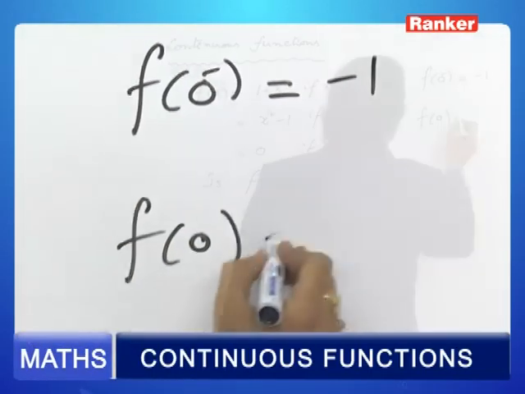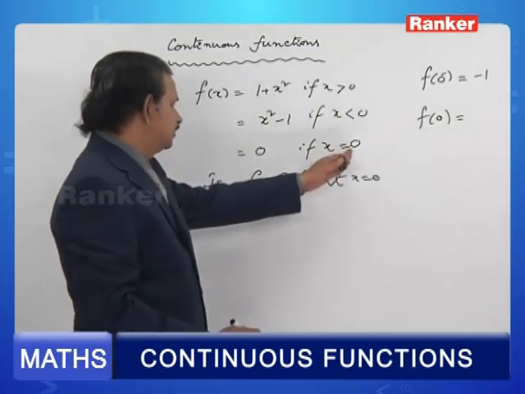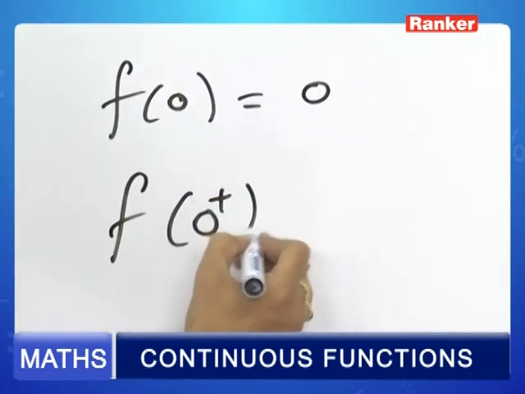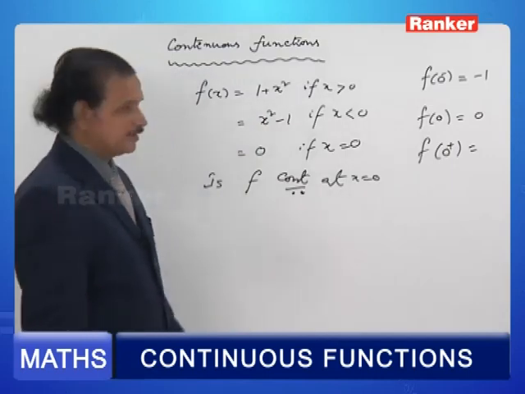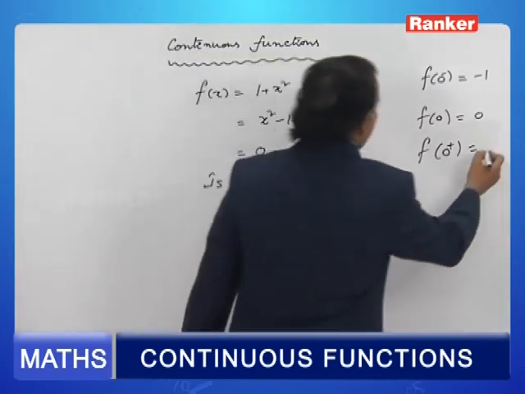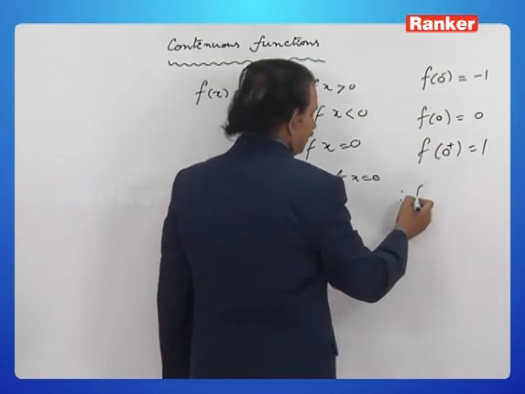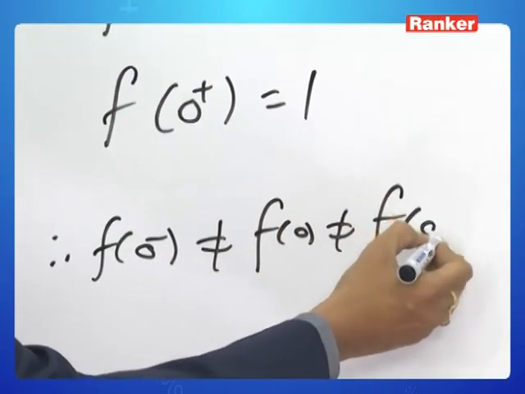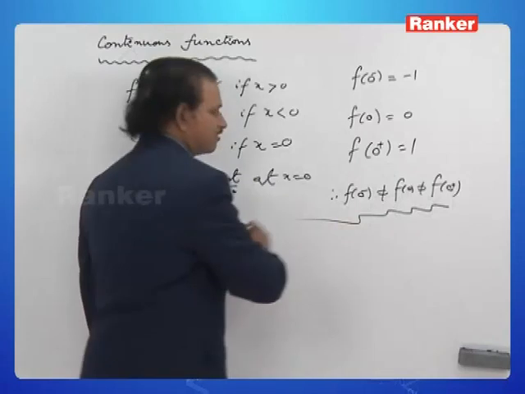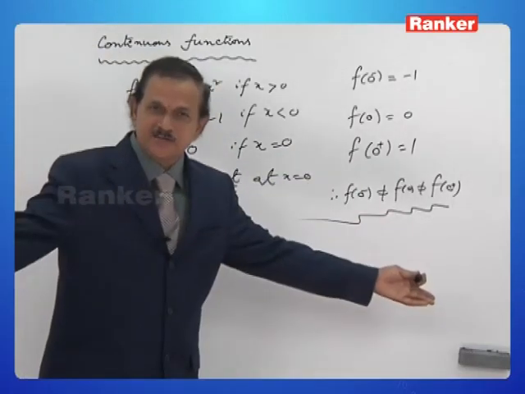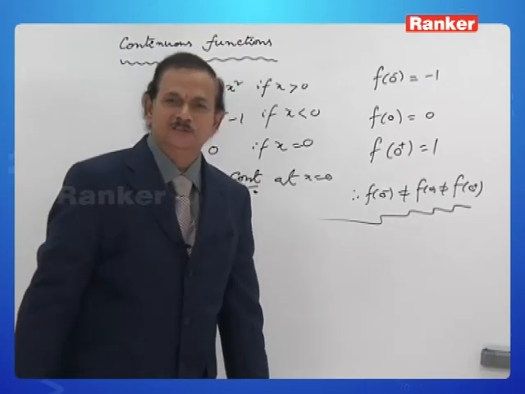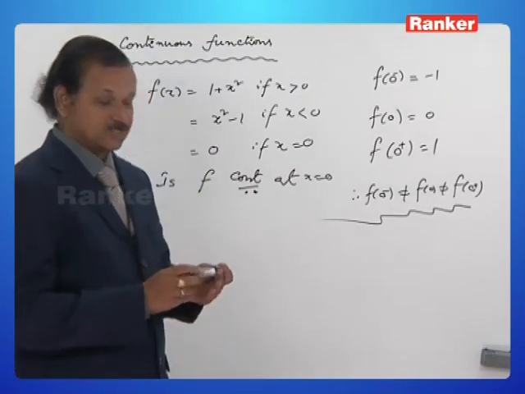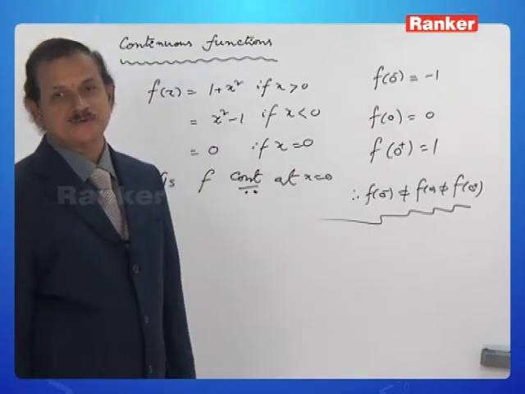Next one, f of 0. Is it defined? Of course. At x equal to 0, it is 0. F of 0 from right, the third one, the right hand side limit, it is 1 plus 0 is 1. What can you say here? Therefore, f of 0 from left is not equal to f of 0, which is not equal to f of 0 from right. Perfect negation. What is your opinion? Is f continuous at x equal to 0? Never. Almost all the conditions are dissatisfied here. Therefore, the function is not continuous at x is equal to 0.